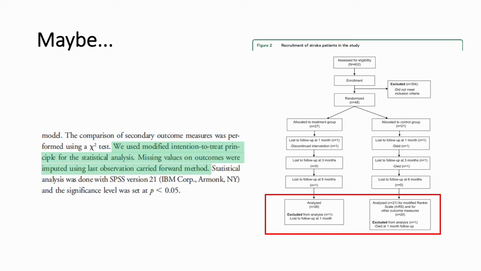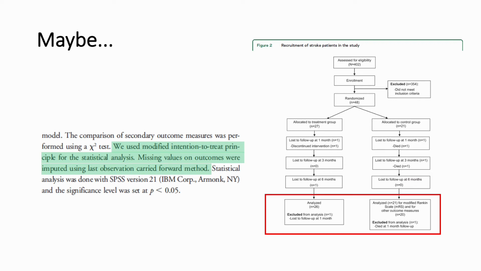When we had 27 allocated to the treatment group, it says there were only 26 in the analysis. It's not really clear what they did with the one person. It says it was excluded from the analysis, so it doesn't really fit with what they put in the text. And the same thing is true with the control group.